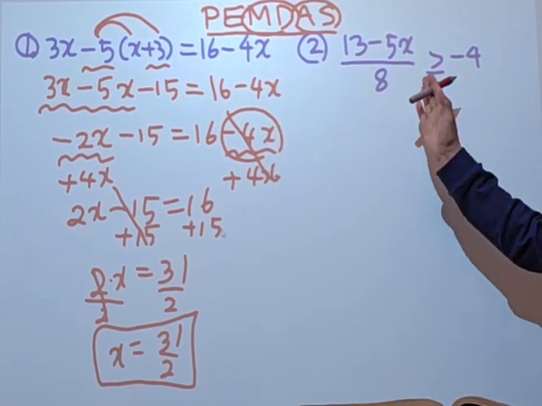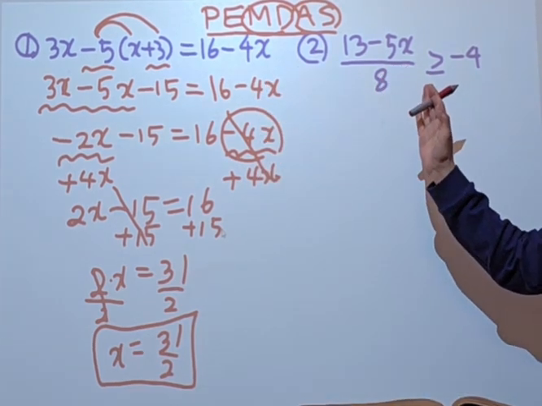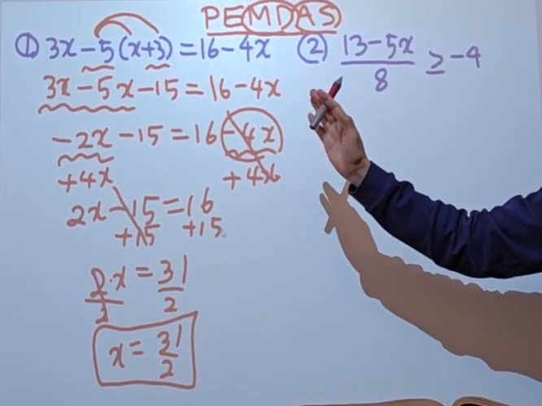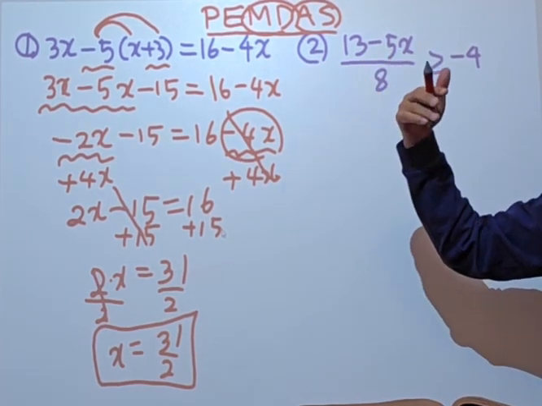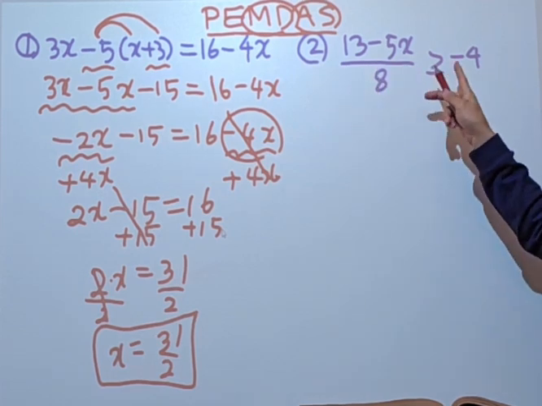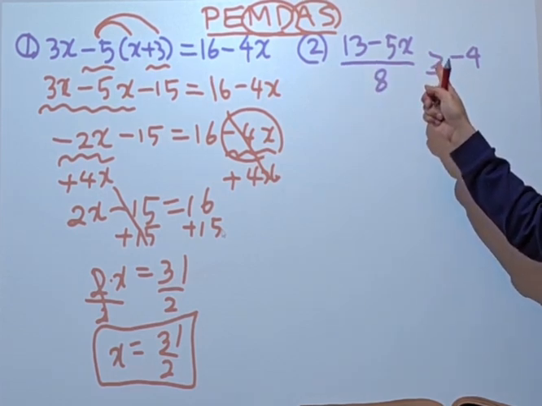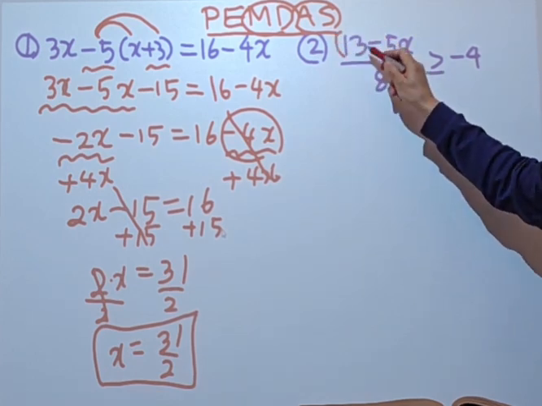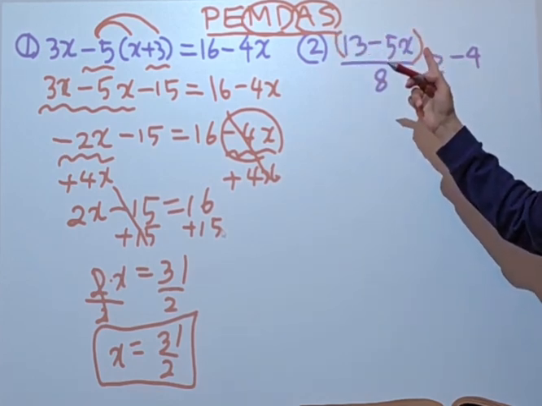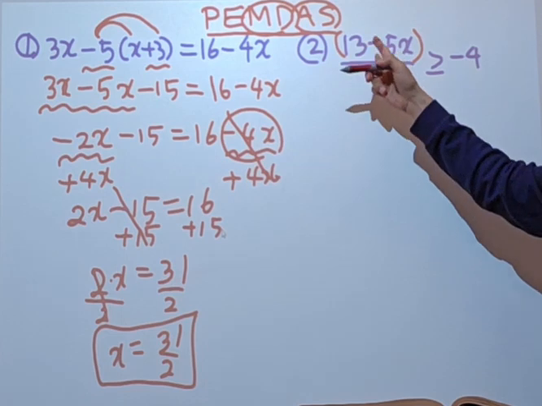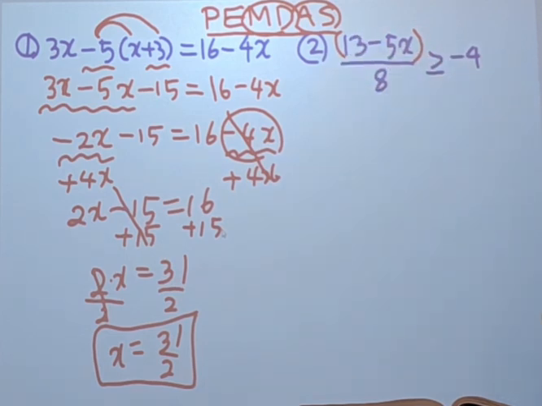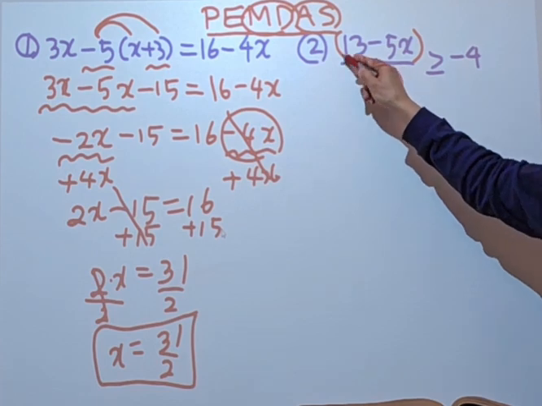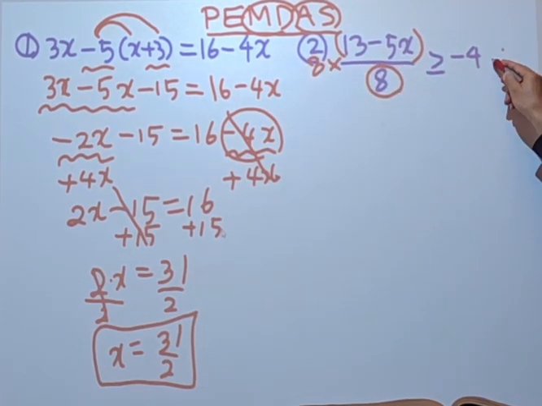And now, this inequality is almost the same as the equation, except when you divide or multiply by a negative number, you need to flip the inequality sign, right? So the first thing you need to do, even though we don't see the parenthesis sign there, that means division right there, then parenthesis up there. So we're going to multiply by 8 first, both sides, multiply 8 here, multiply 8 here.